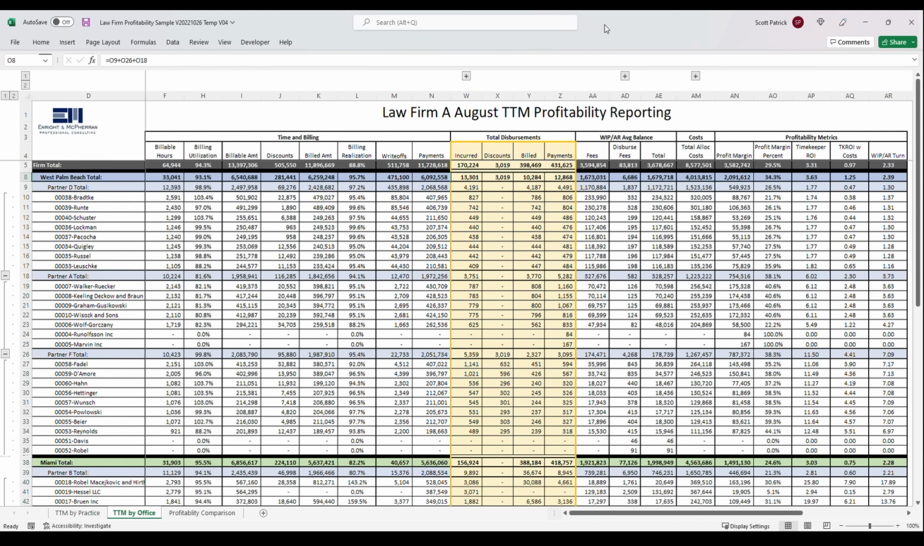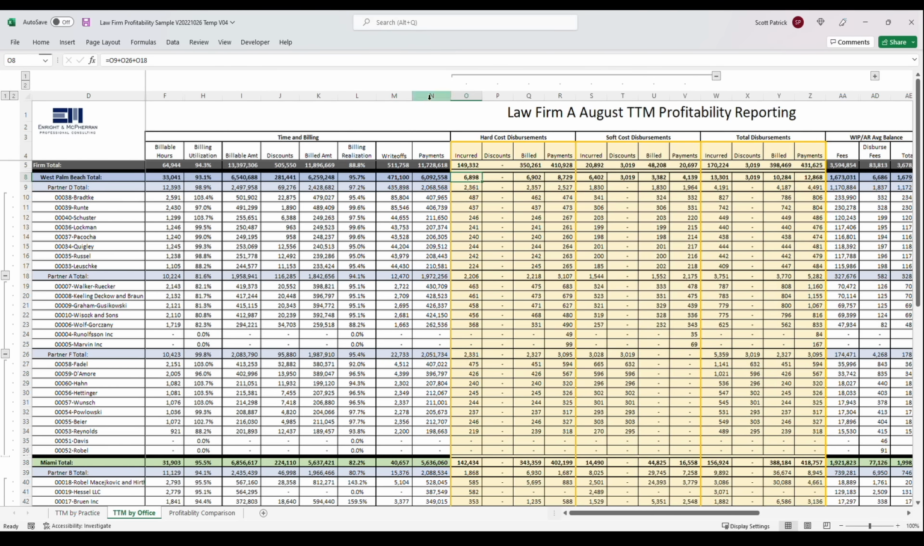We also split out the disbursements by hard and soft disbursements. Hard disbursements are a true cost incurred and paid to a vendor on behalf of the client and billed back to them. An example would be court filing fees or expert witness fees. Soft disbursements are a law firm cost not paid to a vendor but still billed back to the client. An example of this would be work done by the word processing department.